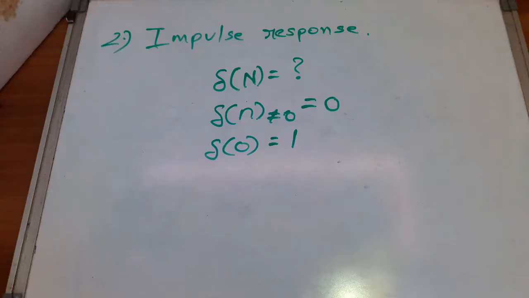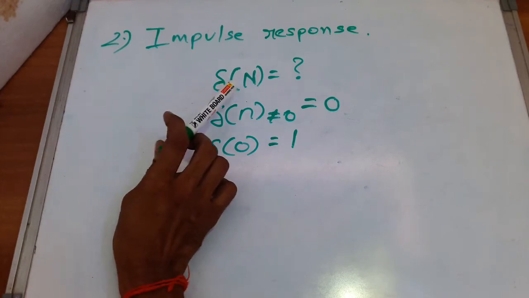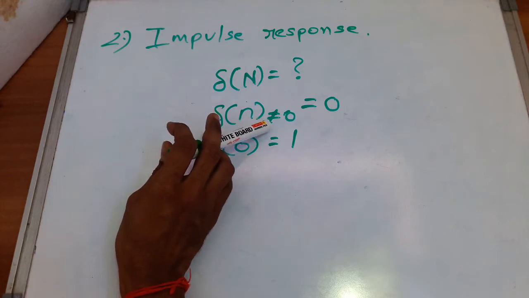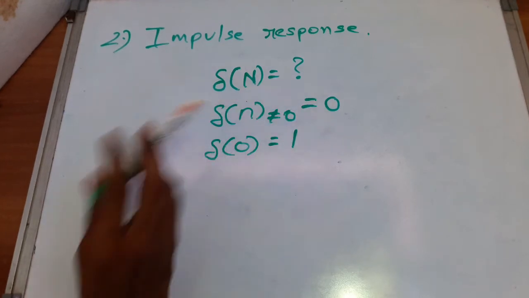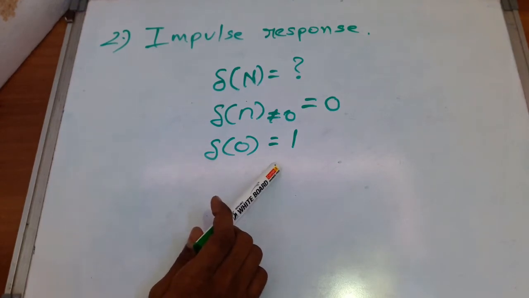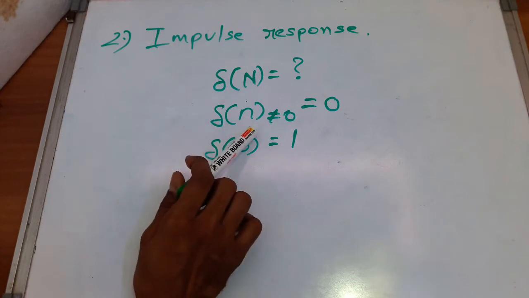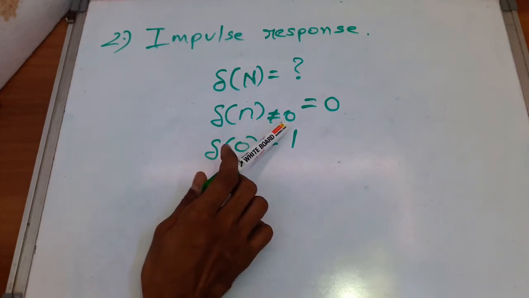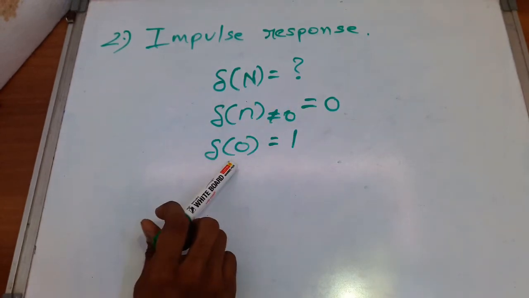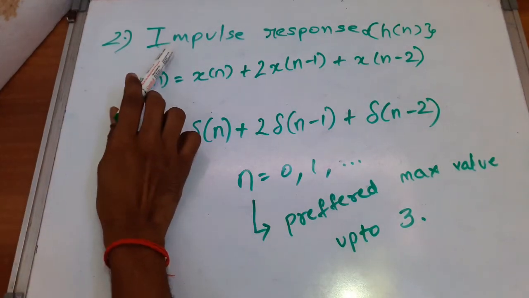So the next thing we will be doing is impulse response. The delta function says that delta of any natural number that is not equal to 0 is always 0, and delta of 0 is always 1. I'll repeat again. Delta function of any natural number which is not 0 is 0, but delta function of 0 is always 1. Now beginning with impulse response.